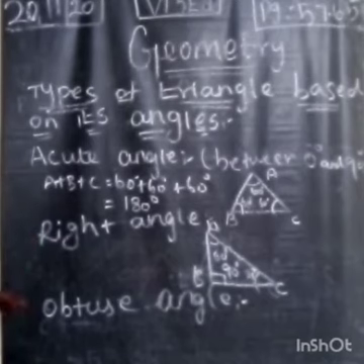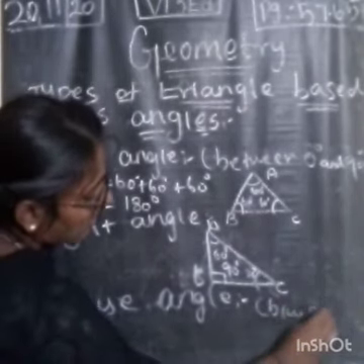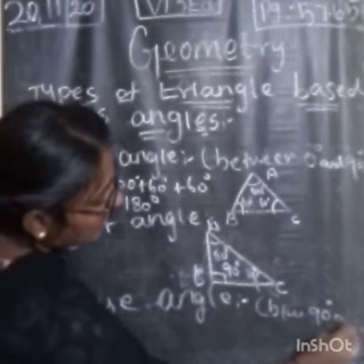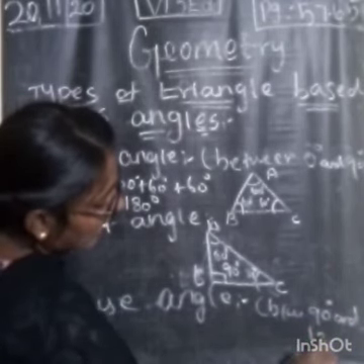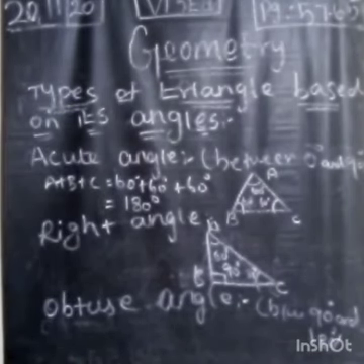And then the obtuse angle triangle. An obtuse angle triangle means that if an angle of a triangle is an obtuse angle, between 90 degree and 180 degree, then it is called an obtuse angle.